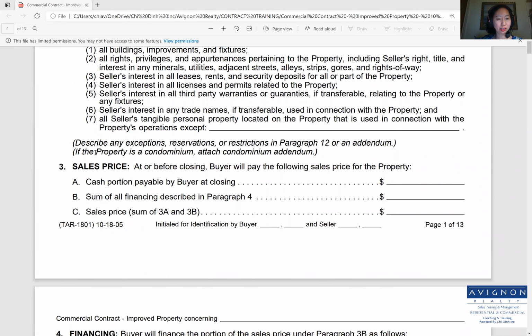Then down here, it says describe any exceptions, reservations, or restrictions in paragraph 12 or an addendum. If the property is a condominium, attach condominium addendum.